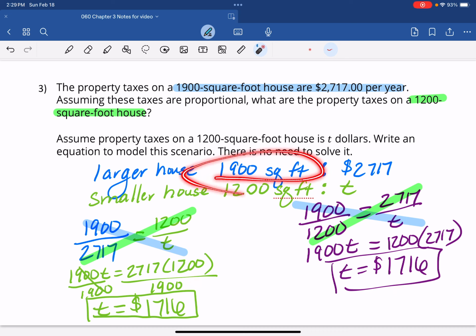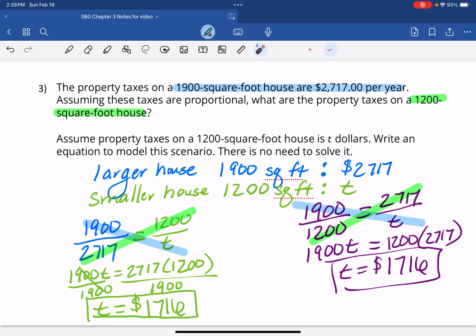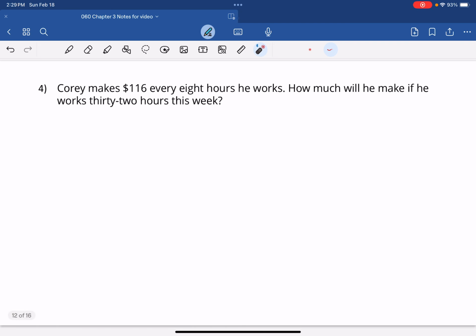Now, if I were to try and mix and match on my proportions, you're going to end up with the wrong answer. You need to have the items ratioed together or units ratioed together. So let's look at one more example. And we're going to remind you: items ratioed together and units ratioed together. So for this one, Corey makes $116 every 8 hours he works. How much will he make if he works 32 hours this week?